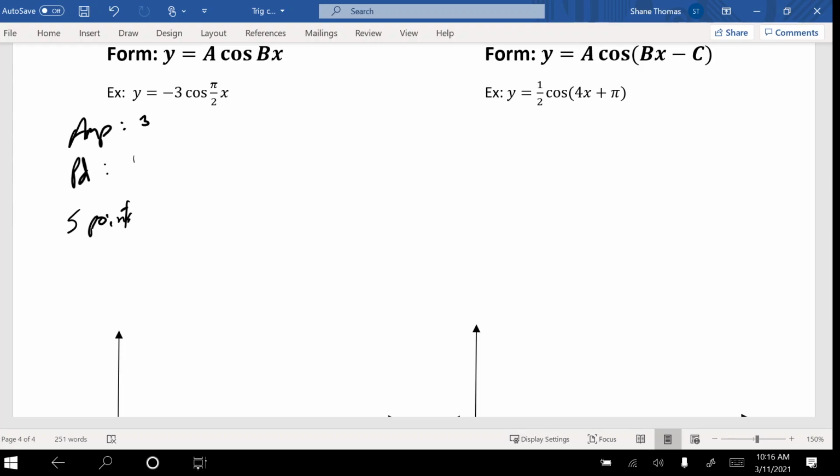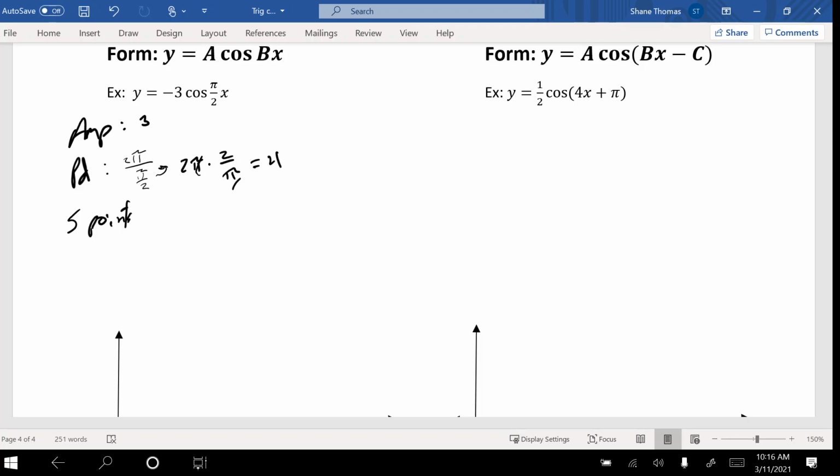So I'm going to have 2 pi over 2, right? So I have to reciprocate this up. So I'm going to have 2 pi times 2 over pi. The pi's are going to cancel. Boom, boom. 2 times 2 is 4. So my period will be 4.